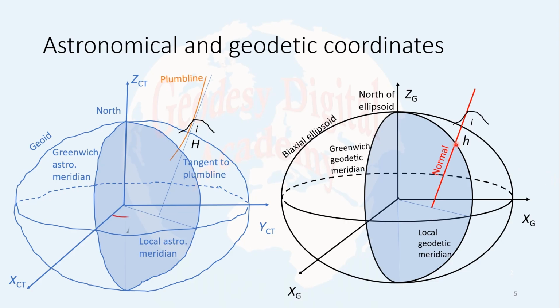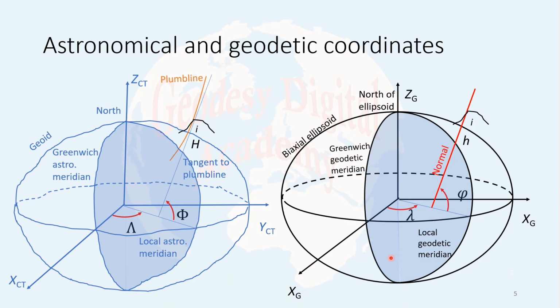Lambda is the astronomical longitude, the angle between the Greenwich astronomical meridian and the local astronomical meridian. Similarly, we can define geodetic longitude between the Greenwich geodetic and local meridians. Similarly, we can define astronomical latitude and geodetic latitude, as you see here. But the point was not to define these parameters. My point here is to define the local coordinate systems.